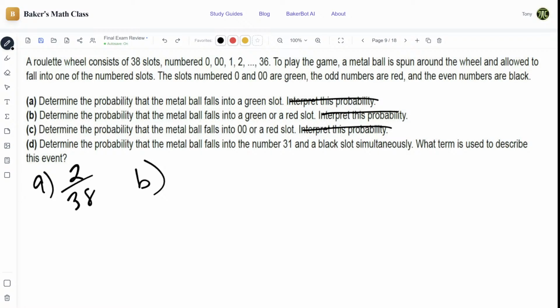What's the probability that it falls into a green or red slot? How many red numbers are there? Oh no, sorry, 36 numbers total, so it's 18 red. So there's 18 red and how many green? So we would do the 2 over 38 plus the 18 out of 38, which is 20 out of 38.